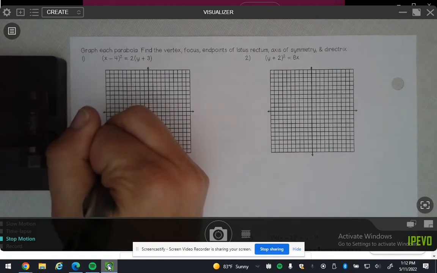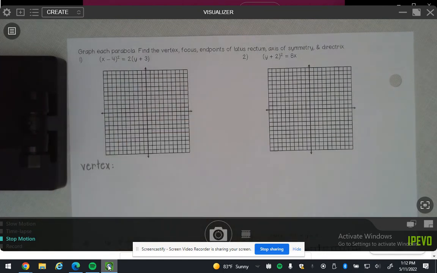Direction of opening is the same for both. No, I'm going over it. Now, what do you mean? I already did that. It's right if its p is greater than 0. You weren't paying attention. It's left if its p is less than 0.